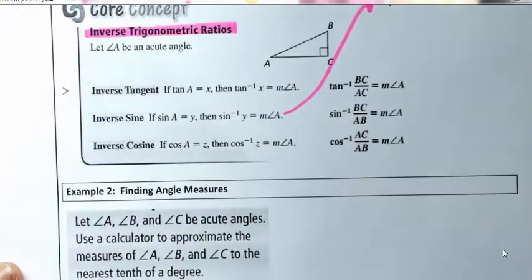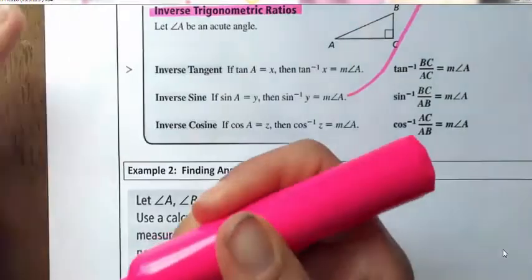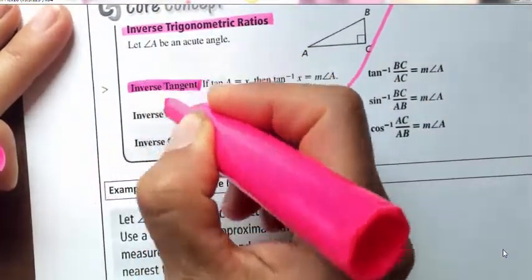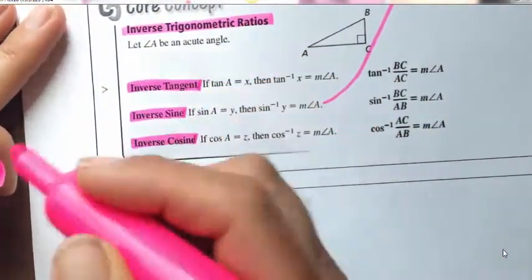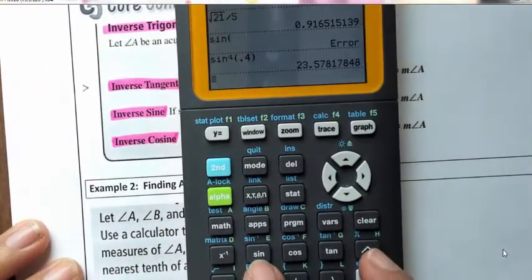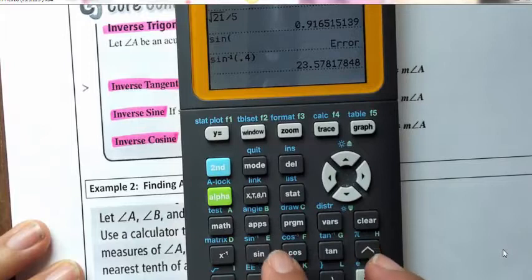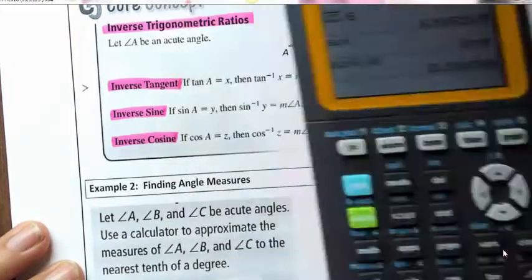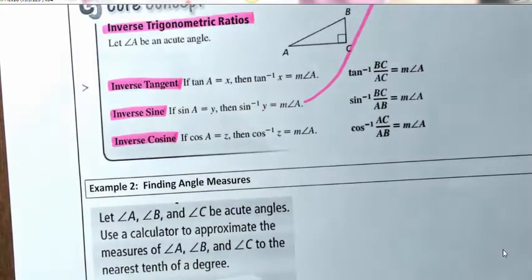All right, so they all have inverses, but you have inverse tangent, inverse sine, and inverse cosine. Those are all on your calculator. Above sine, we got sine inverse. Above cosine, we got cosine inverse. And above tan, we got tan inverse. Sometimes instead of inverse tan, it'll be arc, A-R-C. But let's not worry too much about that right now.